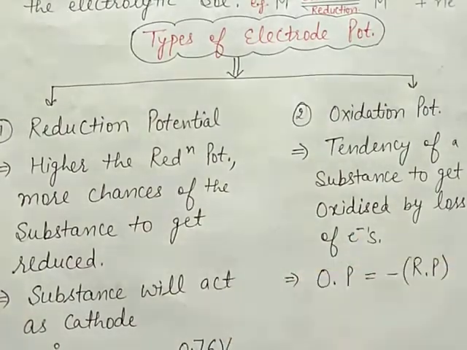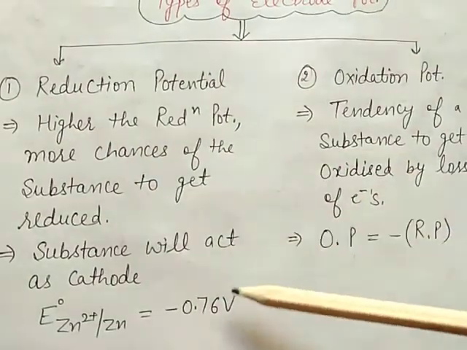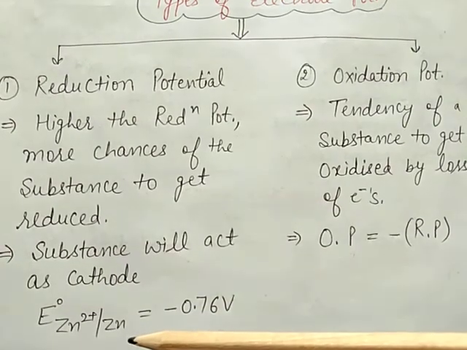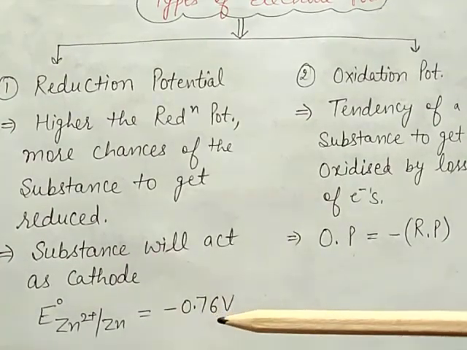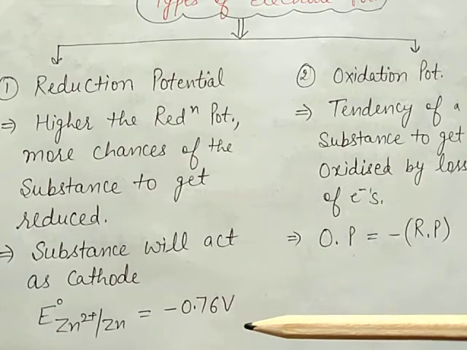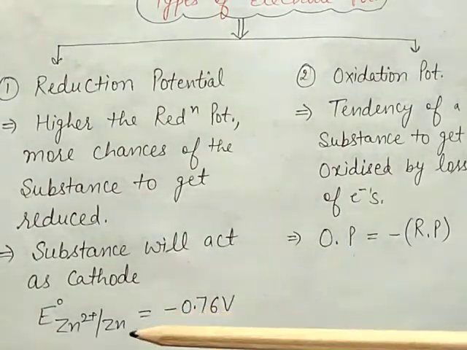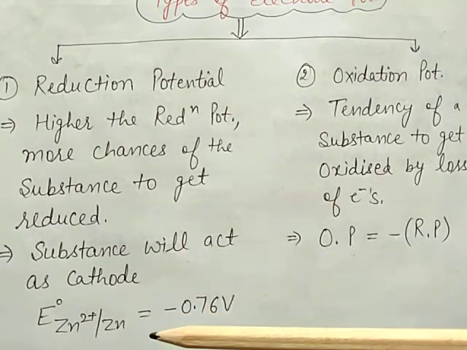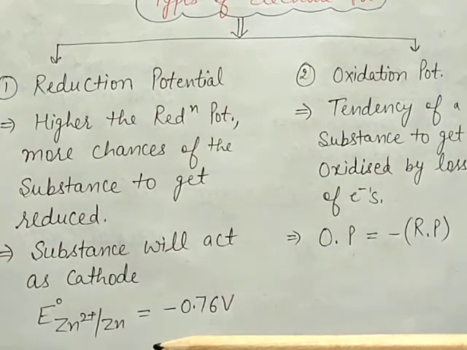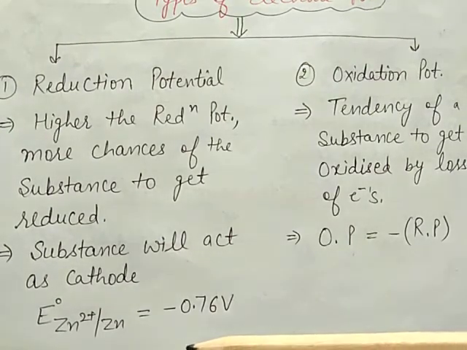Like the standard reduction potential of zinc is equal to minus 0.76 volt. Standard means 298 Kelvin temperature, 1 bar pressure and 1 molar concentration.